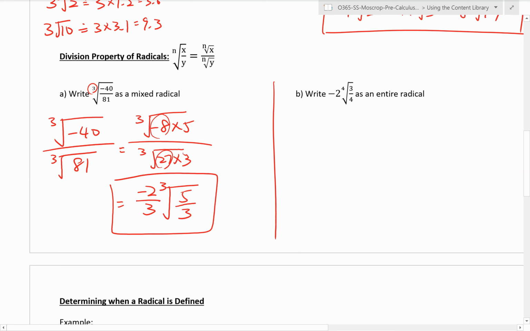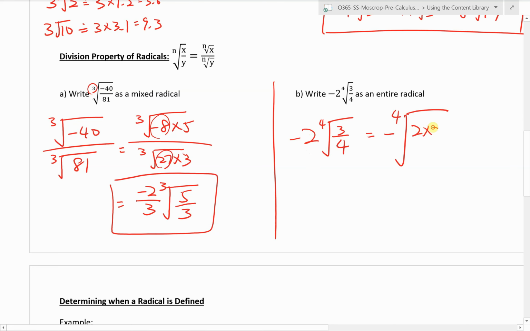So here we usually keep the negative sign outside. We actually don't take the negative sign and move it inside. So when we have negative 2 times the 4th root of 3/4, what we are going to do is keep the negative sign out, and put the 2 inside. Remember that's a 2 in the numerator because it's 2 over 1, right? So we're going to put 2 in the numerator.